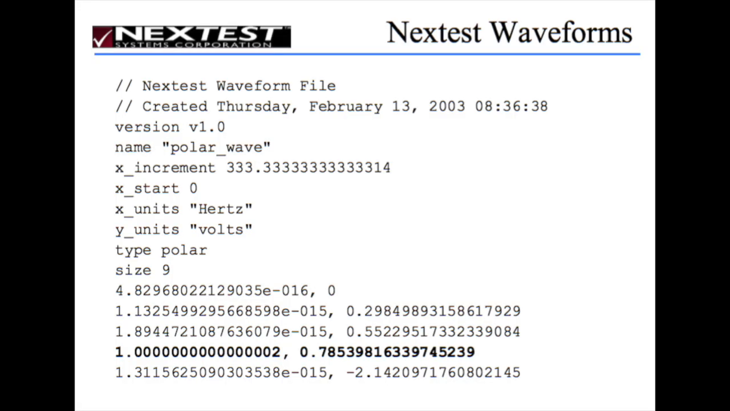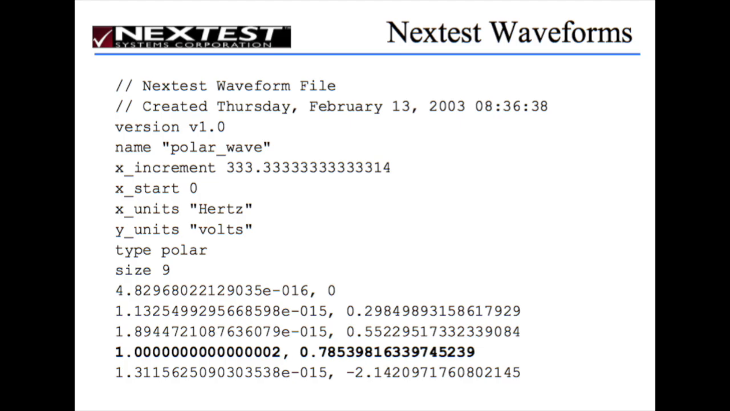Okay, so here is a polar wave. I call it that. The increment is again the Fourier frequency, 333 hertz. It tells us that in the X units. The Y units is volts, type is polar, and the size is 9. So that's n over 2 plus 1. That was 16 samples, divided by 2 is 8, plus 1 is 9. 1 for the Nyquist frequency, which again you never use.